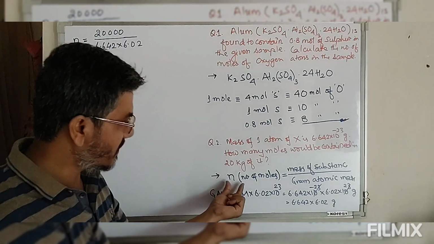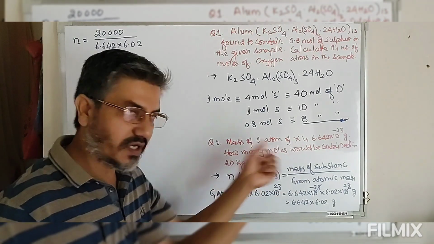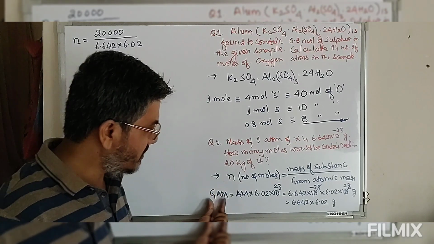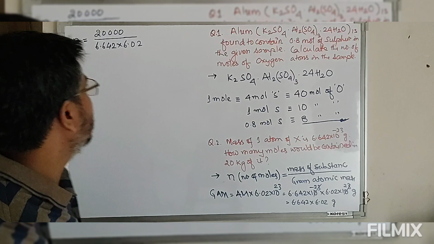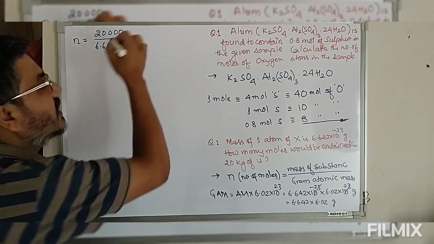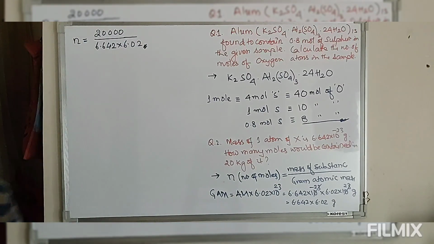So we are using the number of moles in terms of mass ratio. Again, we are using how to define gram atomic mass from the mass of a single atom. So this is the number of atoms that will be present.